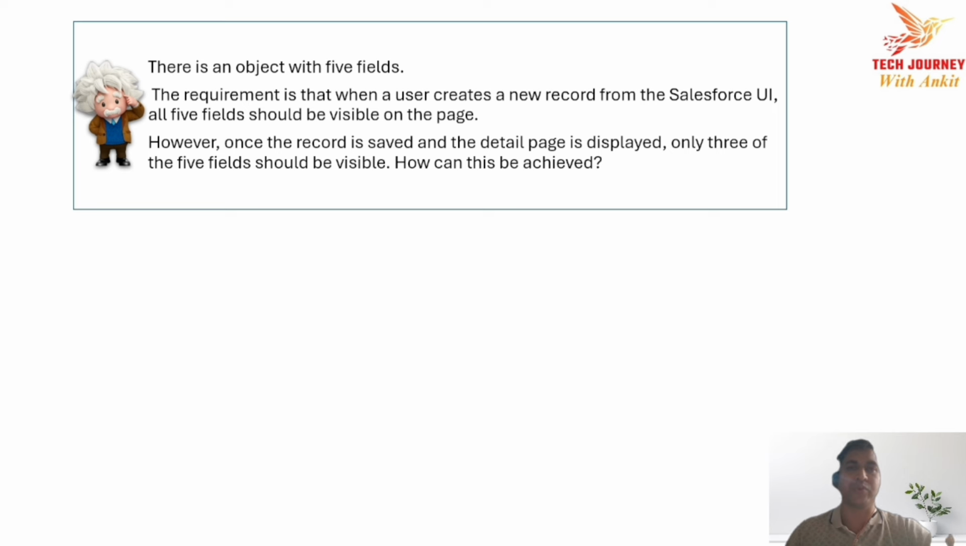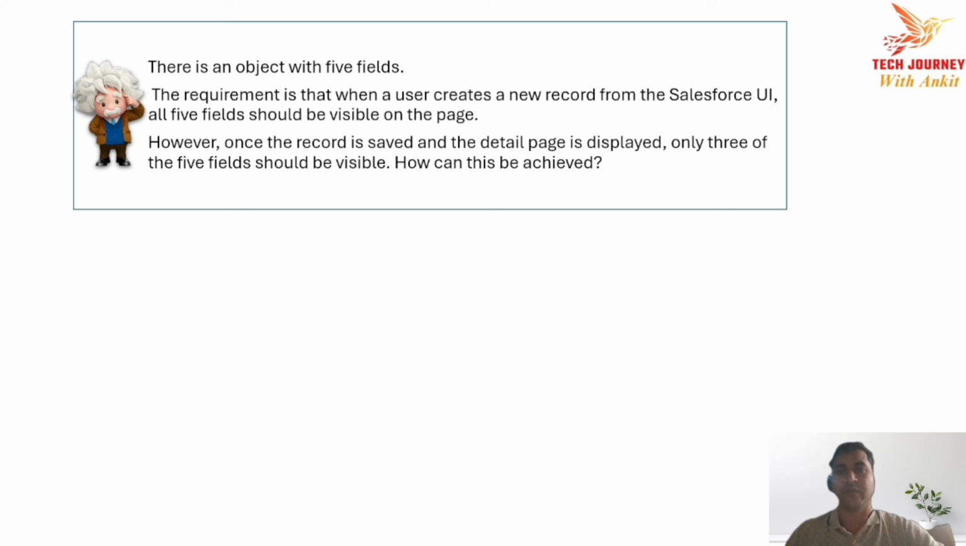So the first question for today is: there is an object which has 5 fields. The requirement is that when a user creates a new record from the Salesforce UI, all the 5 fields should be visible on the page. However, once the record is saved and the detail page is displayed, only 3 of these fields should be visible. How can you achieve that?